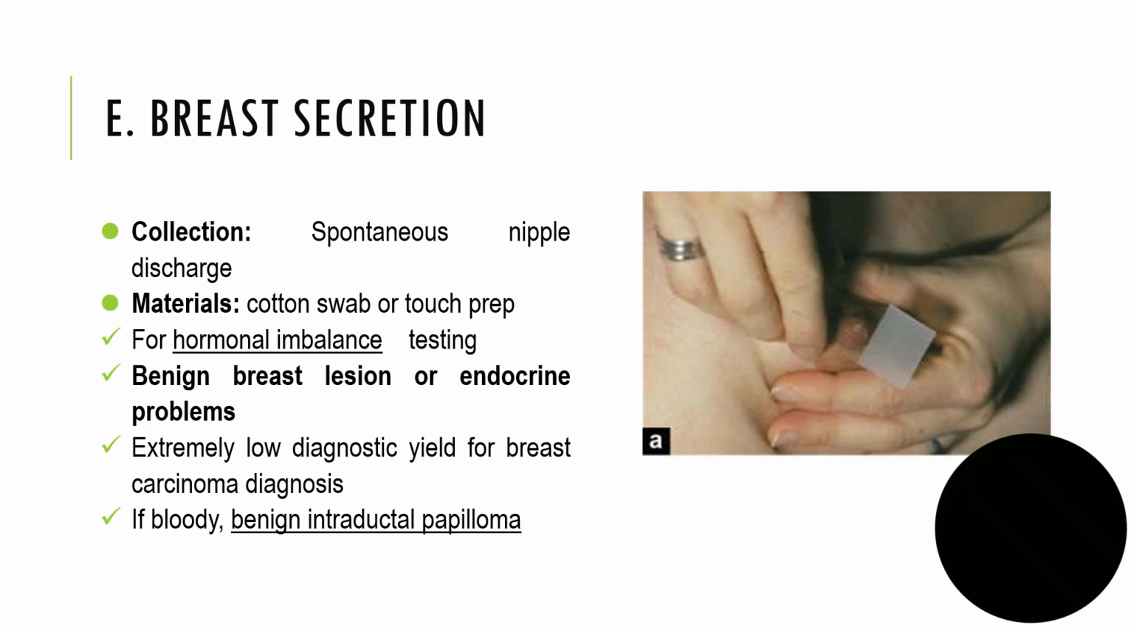It is not a reliable screening tool for breast cancer, so this is a major contrast with cervical cytology, which is an effective cancer screening tool. So, one clinically useful pearl. If the nipple discharge is bloody, it most commonly indicates benign intraductal papilloma, which is a benign growth within the milk ducts. While this should still be evaluated, a bloody discharge does not automatically mean cancer.